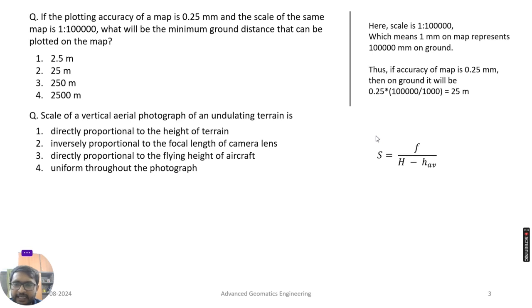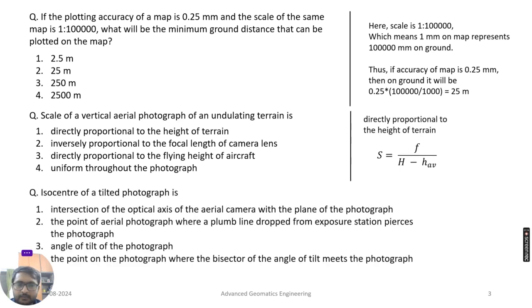Then we have the scale of a vertical aerial photograph of an undulating terrain, and which variable it is proportional to. Here we had the formula S is equal to F divided by H minus H average. So it is proportional to the focal length of the camera, inversely proportional to the flying height of the aircraft, and directly proportional to the average height of the terrain. Then we have the isocenter of a tilted photograph, which is a point on the photograph where the bisector of the angle of tilt meets the photograph. So this is based on theory.